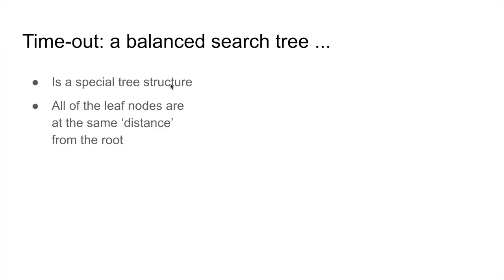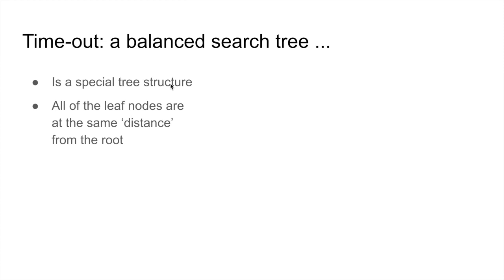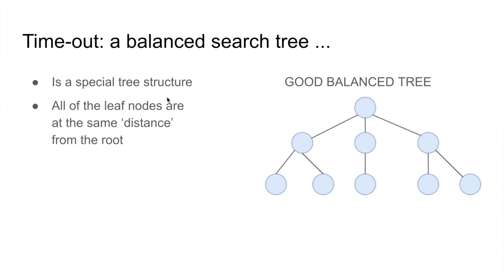So a balanced search tree is a special kind of tree structure. And what's so special about it? Well, in a balanced search tree, all of the leaf nodes are at the same distance from the root. So this is a bad balanced tree. This is a good balanced tree. As you can see, all of the leaf nodes are one hop away from the root node. You can imagine that updating a balanced search tree comes with a bit of an overhead because you want to preserve the balance. Otherwise, you lose all of the abilities of a balanced search tree.